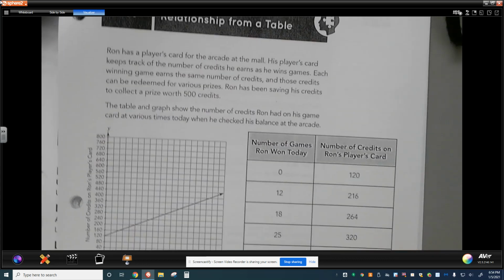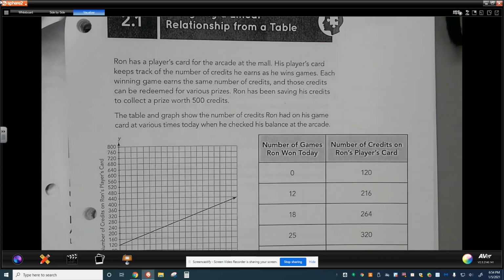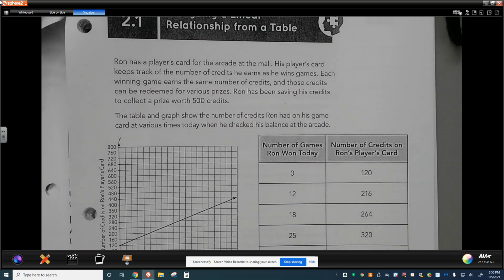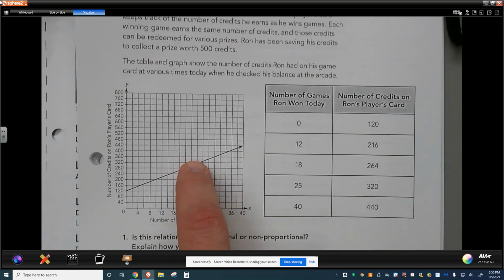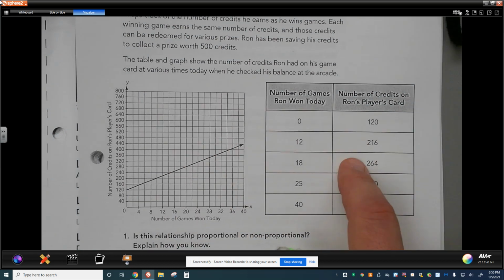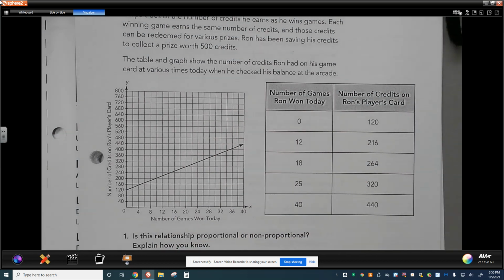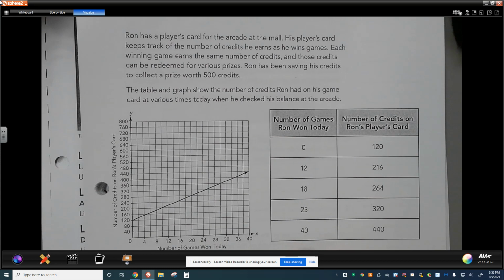So let's get into this piece about Ron and talking about this arcade concept. We're going to look first at a whole bunch of information about slope from a graph, and then we will compare that and find slope from a table. And they better match up. So first thing, Ron has a player's card for the arcade, and his player card keeps track of the number of credits he earns for the winning games.